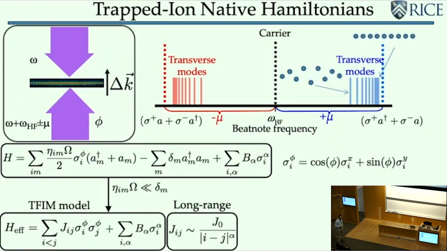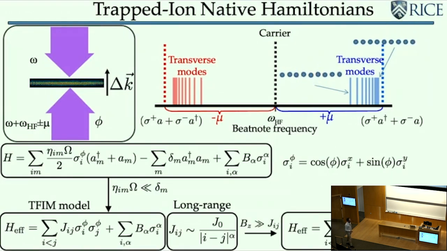So yesterday, it has been shown that if you go in the dispersive regime, where these couplings are much smaller than this detuning, which is basically the distance between the beat note and the transverse modes, you realize an effective transverse field Ising model. And this is because you can basically integrate out these normal modes. The nice thing is that the long-range character of these normal modes is inherited by this Jij matrix, and so you have a long-range interacting system. That's why even if it's 1D, it's actually quite interesting.